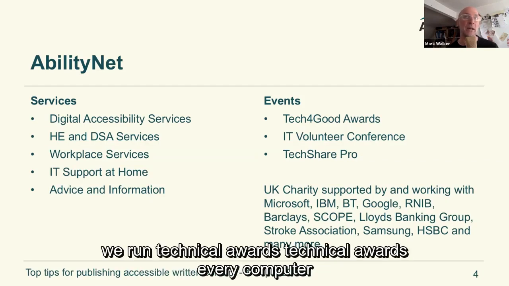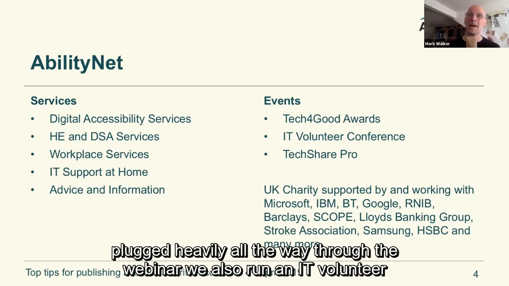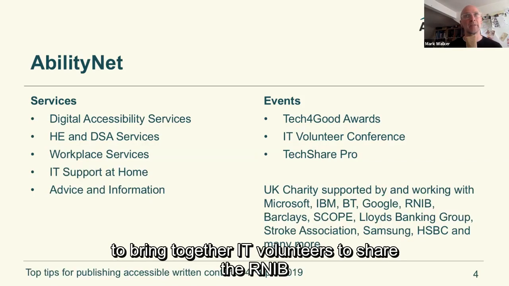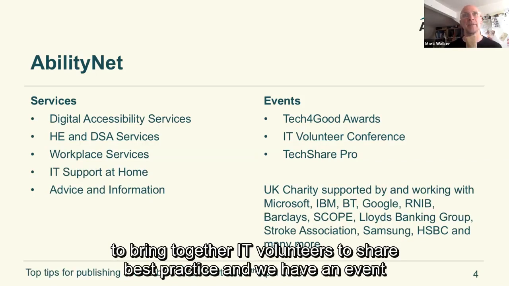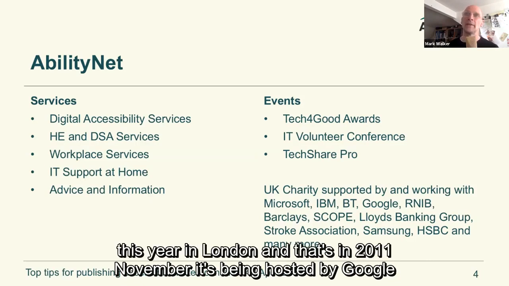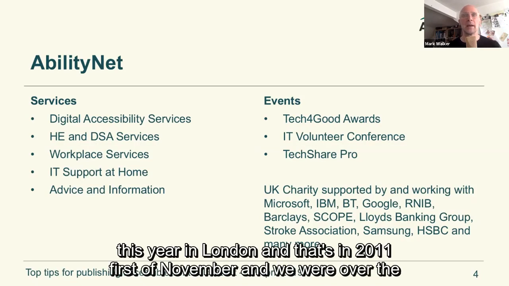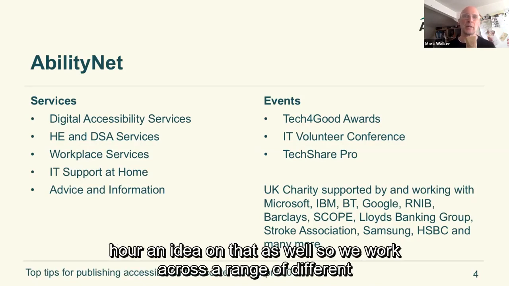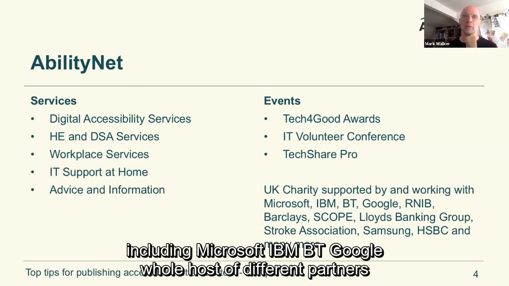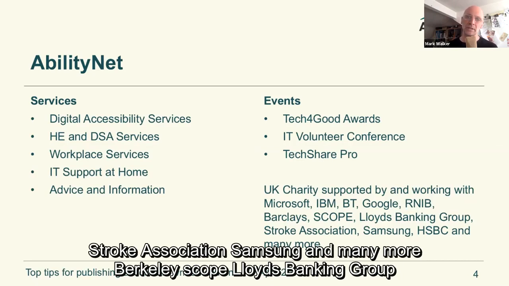We run Tech for Good Awards. Tech for Good Awards are open for entries now. They'll be plugged heavily all the way through the webinar. We also run an IT volunteer conference in June where we work with the RNIB to bring together IT volunteers to share best practice. And we have an event called TechShare Pro that we run in November. It's being hosted by Google this year in London, and that's on the 20th and 21st of November. And we work with the RNIB on that as well. So we work across a range of different organisations, and we have support from a whole host of different partners, including Microsoft, IBM, BT, Google, Barclays, Scope, Lloyds Banking Group, Stroke Association, Samsung, and many more.